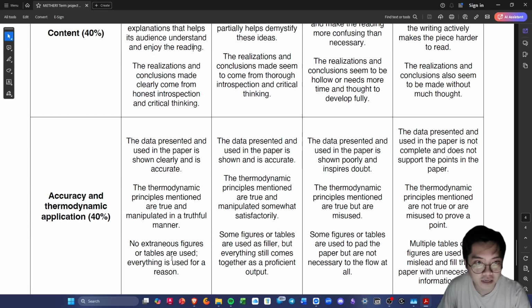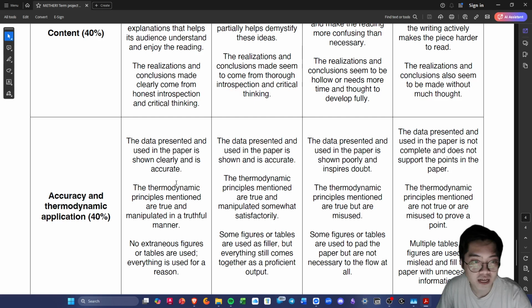Okay? Accuracy, of course, the data that you present should be accurate, right? And it should be shown clearly. And it should be shown smartly. I don't think that's the correct word, but it should be shown with intent, right? And if you're going to show, say for example, some data, make sure that it's readable and I understand why you present it.